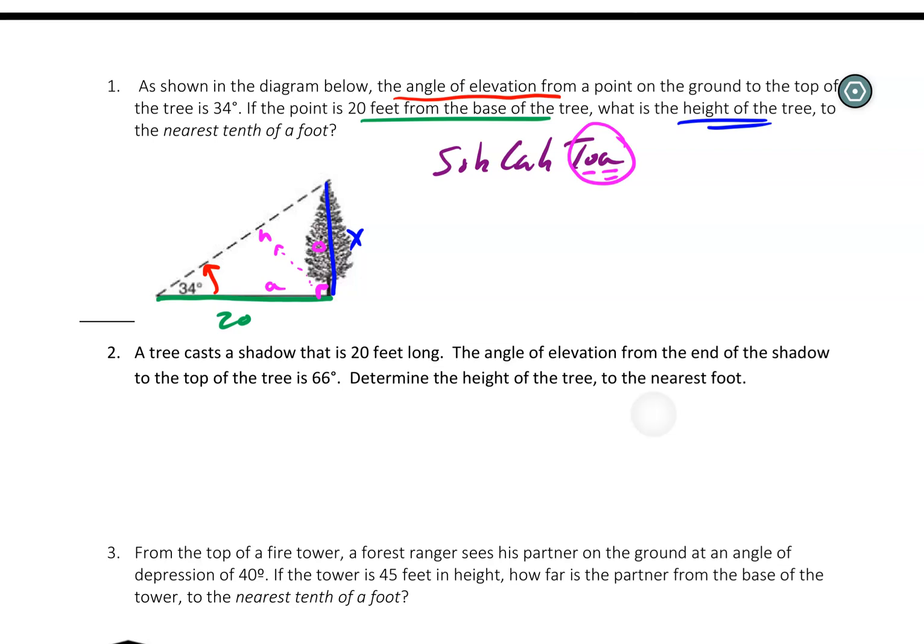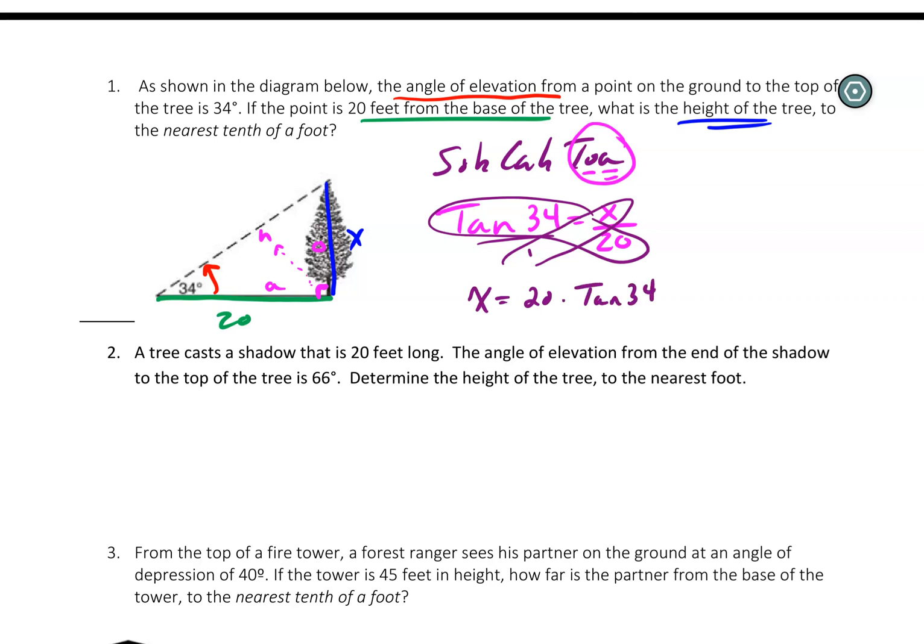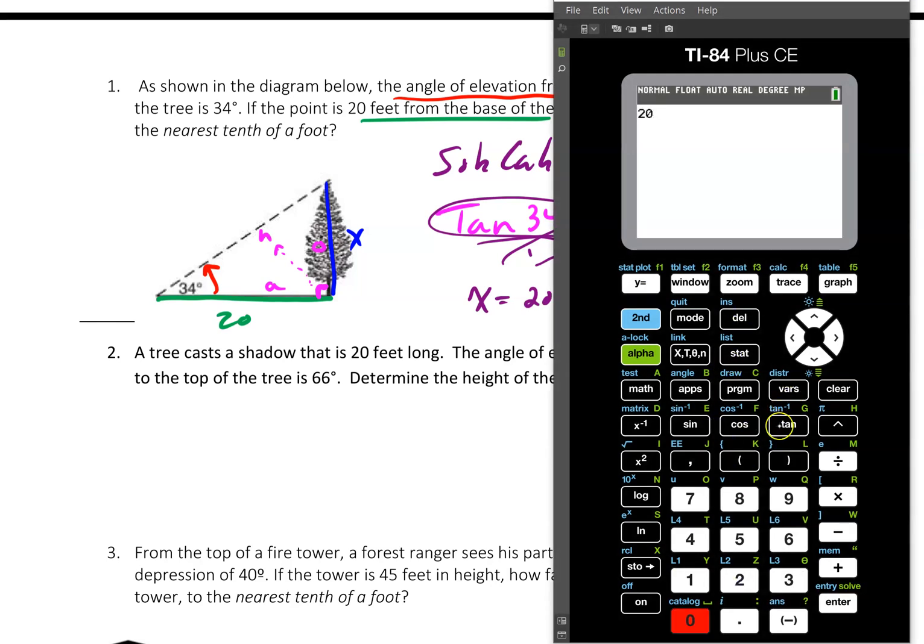So now I can say tangent of the angle, which in this case is 34, equals the opposite side, which is x, over the adjacent side, which is 20. Once I have it, I can put this over 1, cross multiply. All right, x is going to equal 20 times the tangent of 34. So let's plug that into the calculator. So 20 tangent of 34.